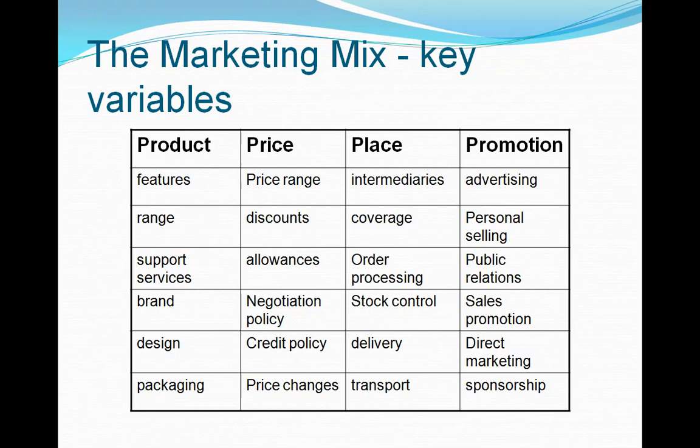Price, what's your price range? Do you offer economy and luxury, and then obviously something in the middle? What do you do? Discounts, allowances, credit policy. Is it, you pay 50% now and then your customers pay a certain amount every month? Price changes. The place and promotion, again, is it direct selling? Do you have agents to sell it? What's your stock control, delivery, transport, stuff like that?